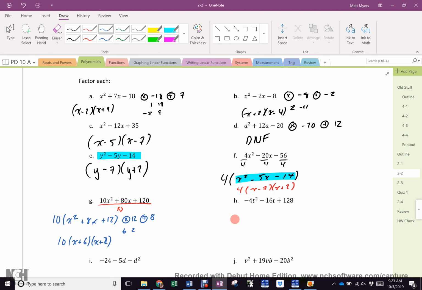And you all know that you would take out a positive 4 and you would get negative t squared minus 4t plus 32, right? Everyone agrees, yeah? And in the real world, in the actual world of definitions, greatest means biggest, right? And technically, no matter how your teacher wants to mark this, technically this is correct, isn't it? But we're factoring, aren't we?